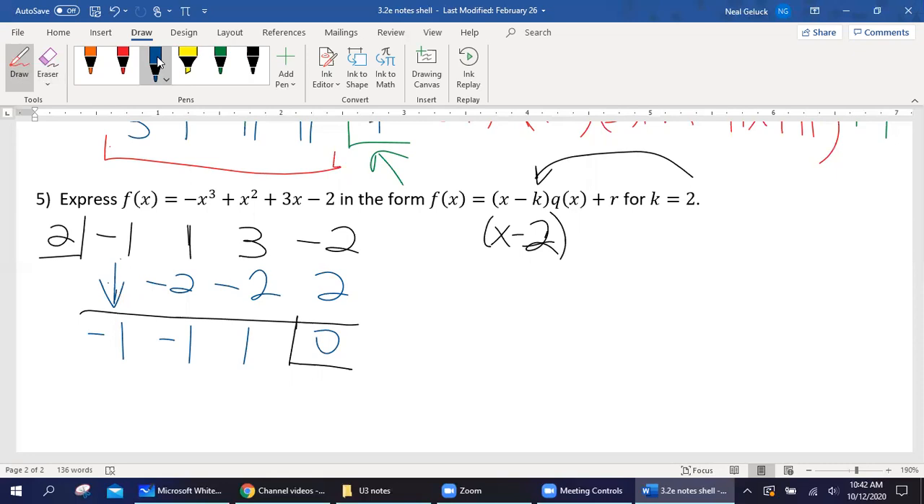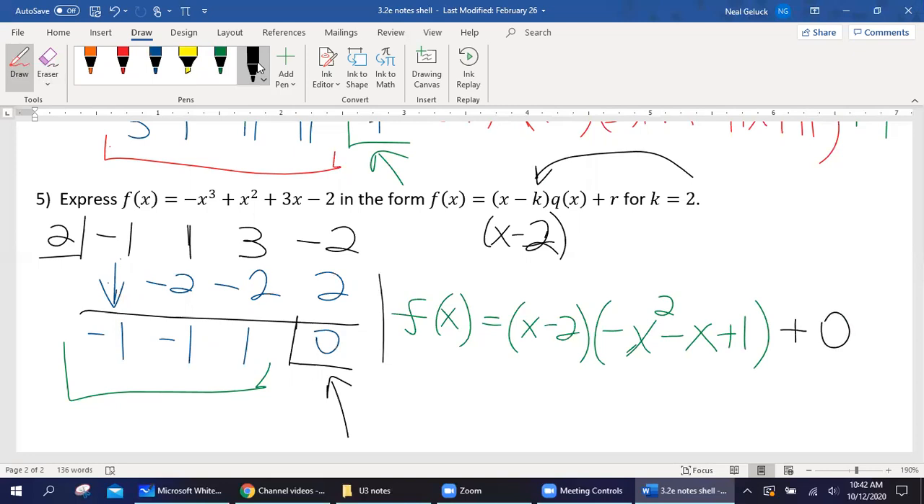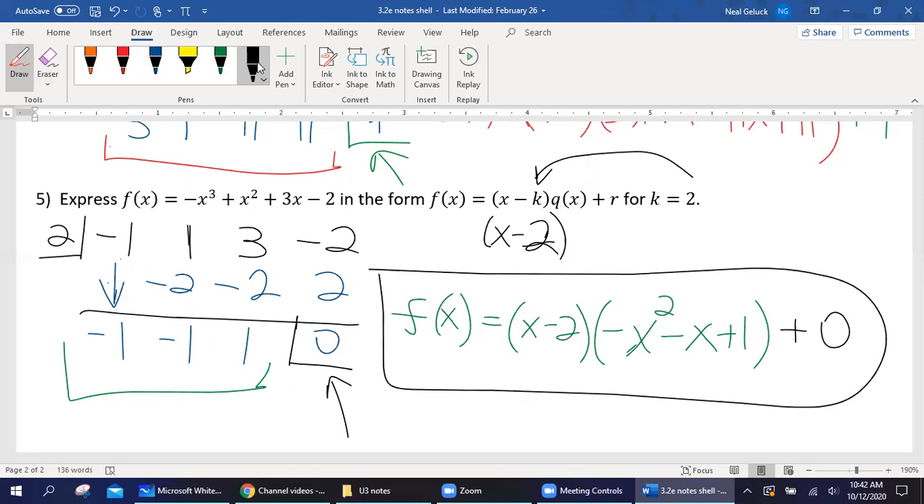So f of x can be written as x minus 2, and then the quotient, which again, if I add the variables back in, it's going to drop by 1 power. So it's going to be -x squared minus x plus 1. The remainder is 0. I don't have to write it, but just so I see that I did it the way the other one did, I'll put a +0 on it. And there we go.